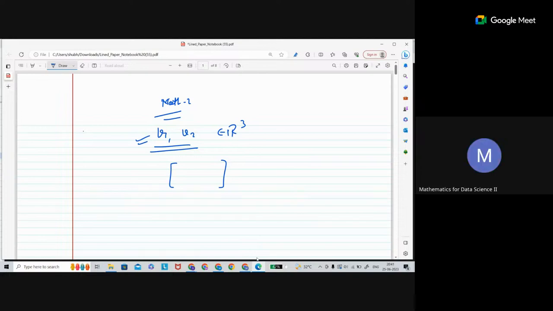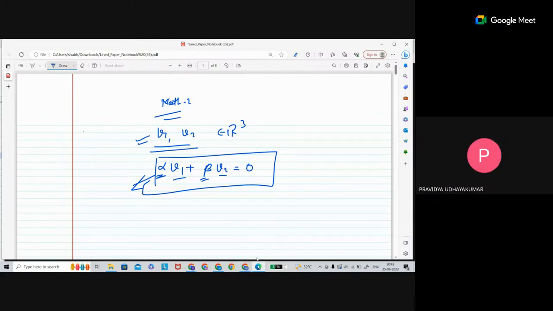So then you have to use the definition: alpha times V1 plus beta times V2, with alpha and beta as parameters, and you make it equal to zero and solve it. This will form a system of linear equations, and you have to find the alpha and beta values. If both are zero, then these two vectors are independent. Otherwise, if any one of them is non-zero, then they are dependent.